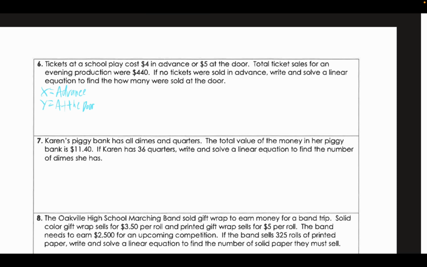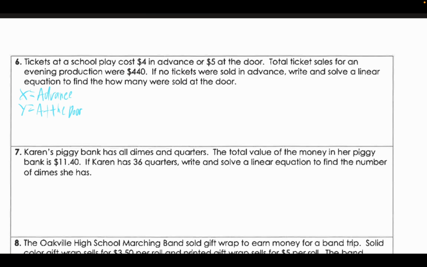And this would be the number of tickets, because we're already told how much they cost here. As we look at our last sentence here, that might help you as well, saying how many were sold at the door. So that's something we're looking for here. So this would be 4x, $4 for every ticket sold in advance, plus 5y, $5 for every ticket sold at the door, is equal to 440 total dollars that were made from ticket sales.